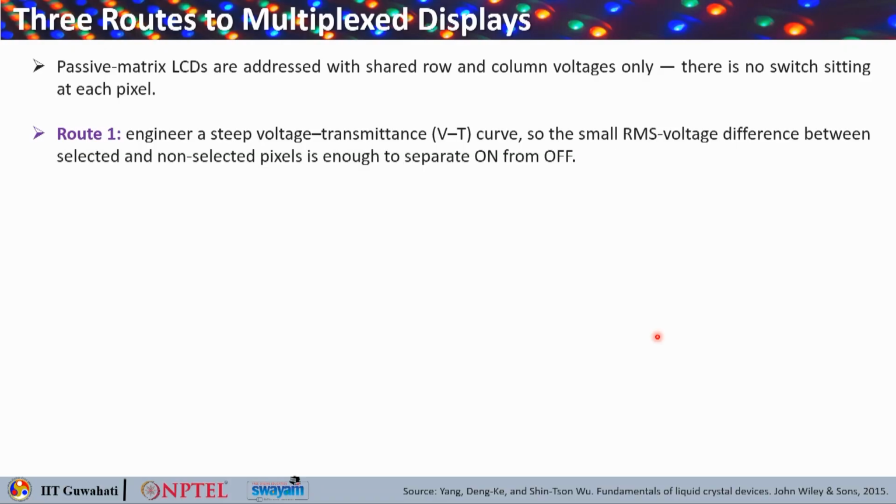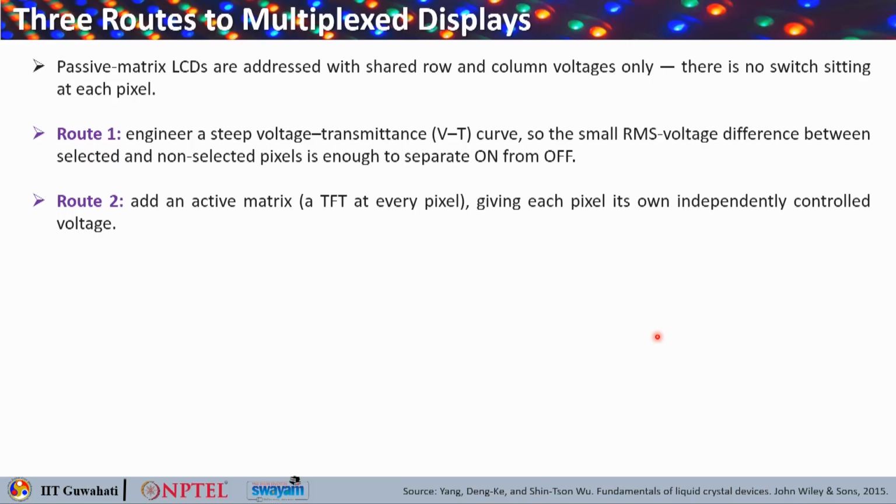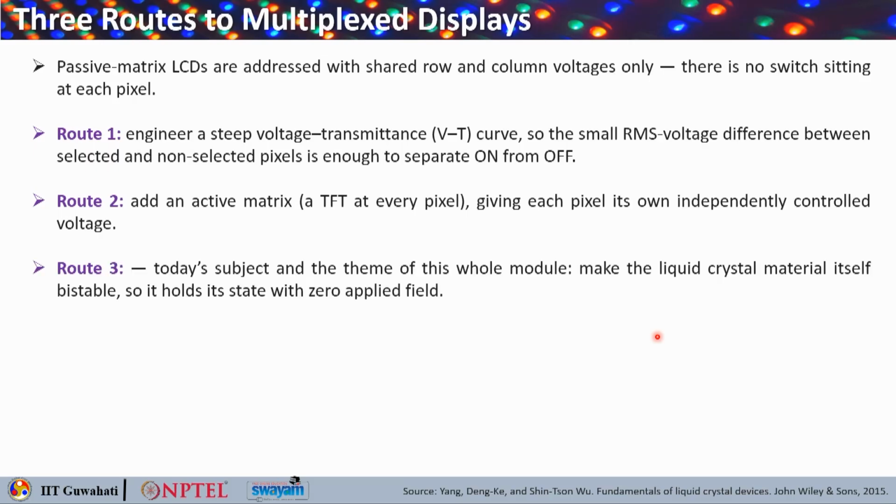So, one route is to engineer a steep voltage transmittance curve. In that case, if the curve is steep, a small RMS voltage difference between the selected and the non-selected pixels will be enough to separate the on from the off state, right. The second route, as I already mentioned, is that you can add an active matrix. That means you install a TFT, thin film transistor, at each pixel. That gives every pixel its own independently controlled voltage.